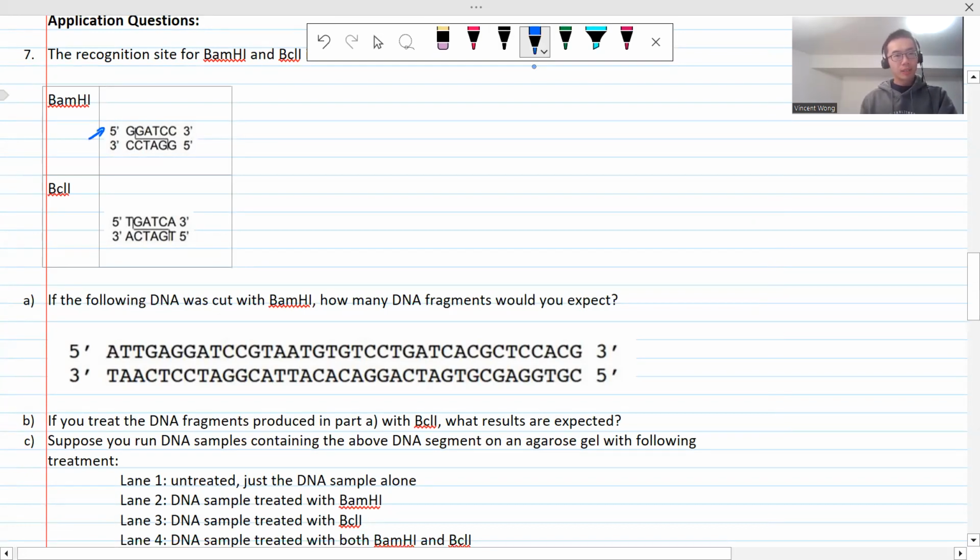Make sure you pay attention to the direction. So on the 5' to 3' is GGATTC. So we just look for GGATTC, which is right here. So that's going to produce your cut.